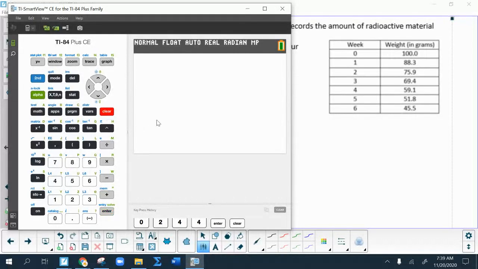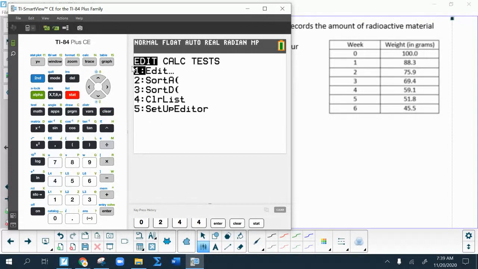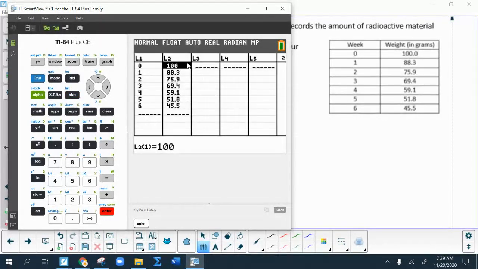The first thing you're going to want to do is enter the data in the lists. To enter data in the list, you hit the stat button and then go to edit. So it's stat and then edit. In list 1, we're going to put the weeks, and in list 2, we're going to put the grams. So weeks, weight. Maybe pause and enter the data and then come back, because I'm going to keep going.